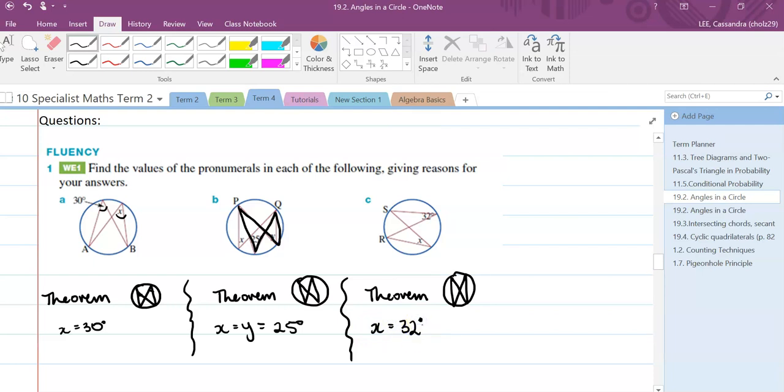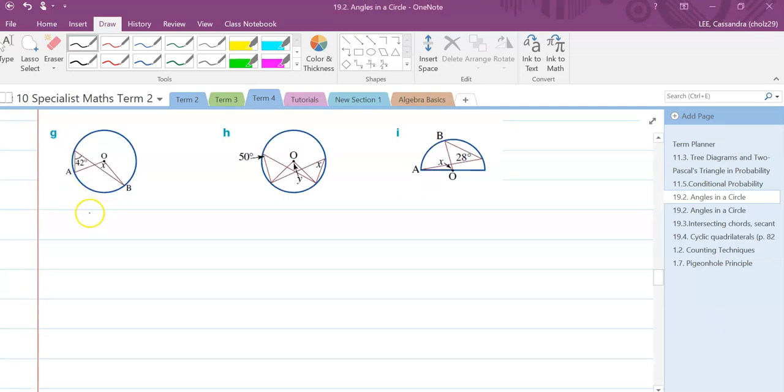Let's have a look at some slightly more complex examples now. So this example for G here, it doesn't look like any of the two theorems that we've gone through before, but it actually is, because the theorem that we spoke about first, right, if we have one angle on the circumference and one at the center, and we can make some sort of a shape there with it, this angle here is going to be half the angle at the center, or we could say that the angle at the center is going to be double the angle at the circumference.